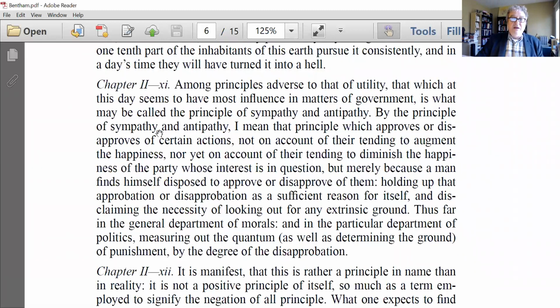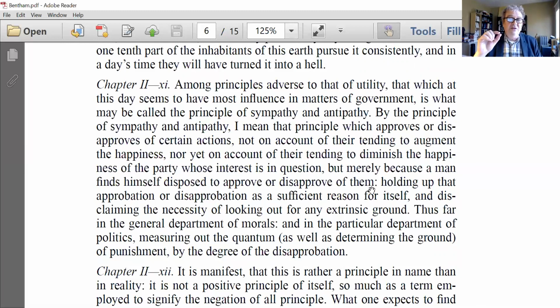By the principle, and now that's the second one, sympathy and antipathy. By the principle of sympathy and antipathy, I mean that principle which approves or disapproves of certain actions, merely because a man finds himself disposed to approve or disapprove of them. So what he's saying here is sympathy is liking something, antipathy is not liking something.